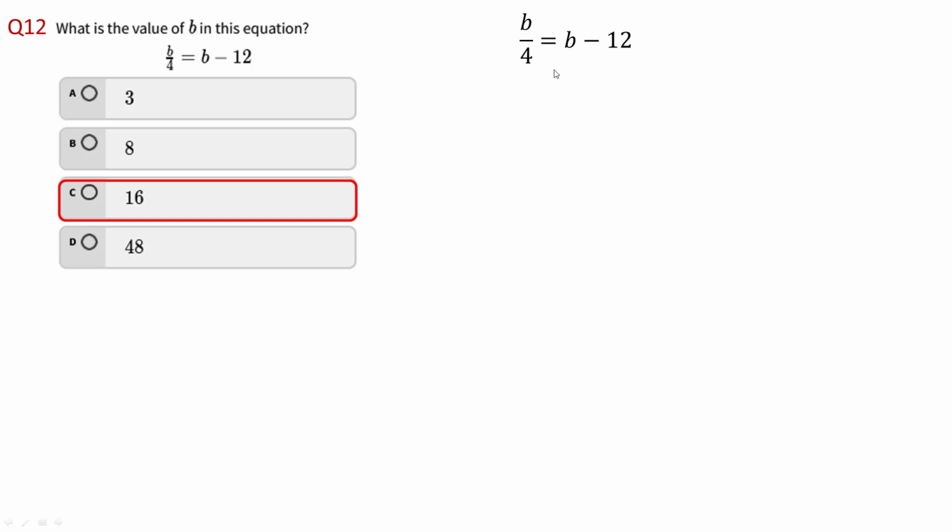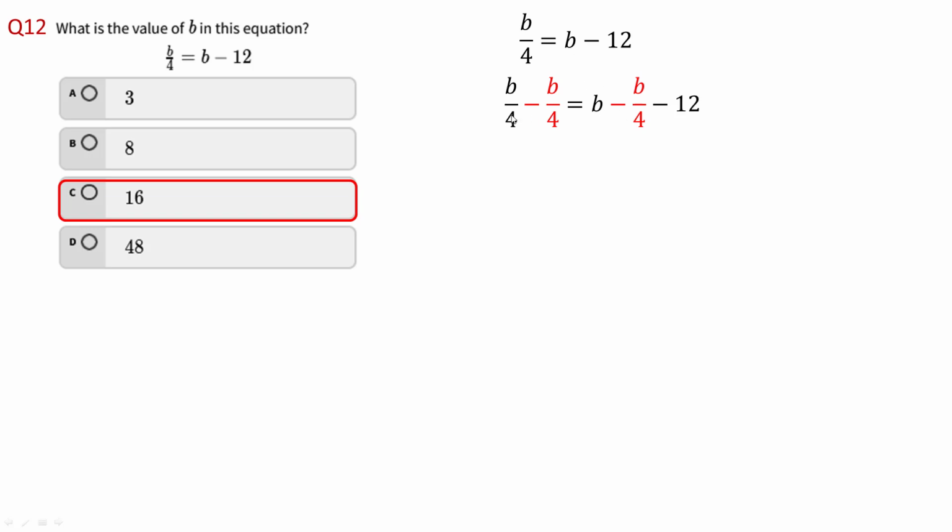So the algebra way is like if you were a grade 9 student, this is a grade 9 question, how would you go about solving this? So the first thing I want to do is, because I have two different terms that have the variable b in them, I want them to be both on the same side. So I'm going to get my b terms, the variable terms, all on the right side. Sorry, not the left. I'm going to get them on the same side.